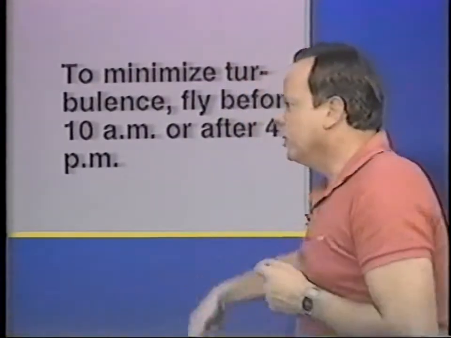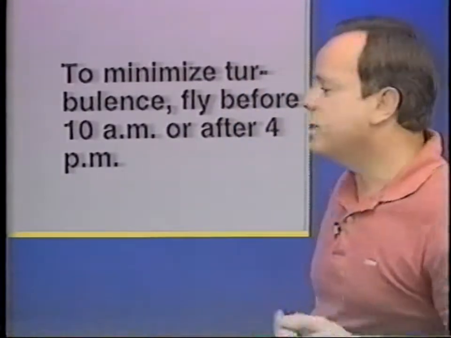Now let's talk about another rule of thumb. Let's assume you're in mountainous or desert terrain and you want to fly on a cross country. When should you plan the trip? Well, if you want a smooth trip, if you don't want to be bouncing around in turbulence, plan that trip for early morning hours. So to minimize turbulence in mountains or the desert, fly before 10 a.m. or after 4 p.m.